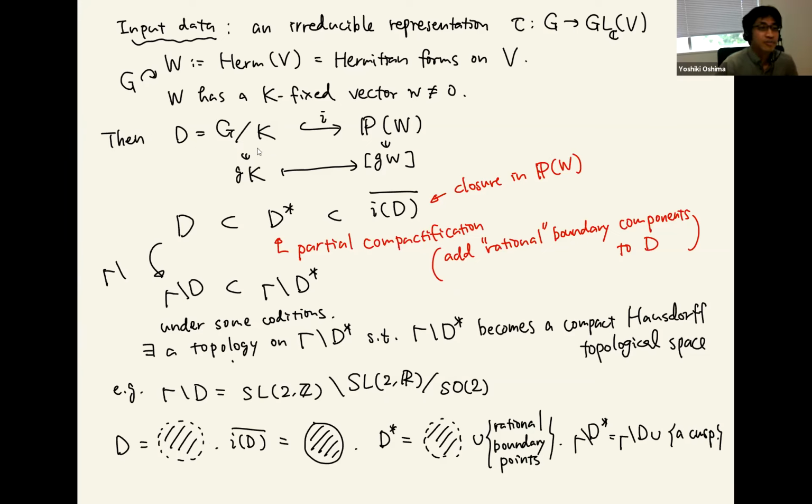And then we have a map from this Riemannian symmetric space to the real projective space of W, by sending gK to this gw. This becomes an embedding. We should assume that τ is non-trivial, or not one-dimensional. Then this map i becomes injective, an embedding. Then we consider the image of i and take its closure in this projective space. This is a compact space.